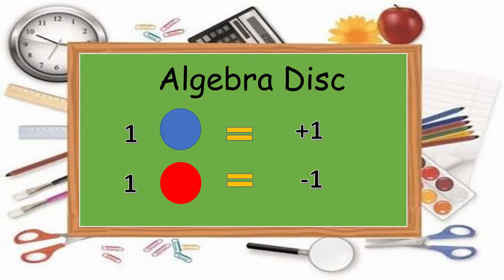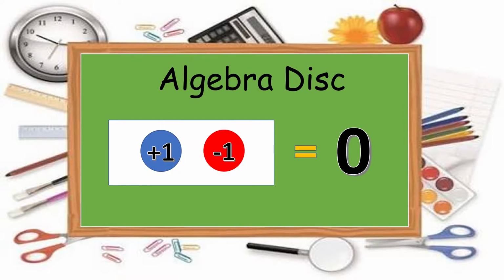So tatandaan natin na pag ang isang positive disk at ang isang negative disk ay kinombine together, makakabuo tayo ng 0 pair. So ibig sabihin nito, positive 1 plus negative 1 is equal to 0, since they are additive inverse of each other. Now, let's consider the following examples.